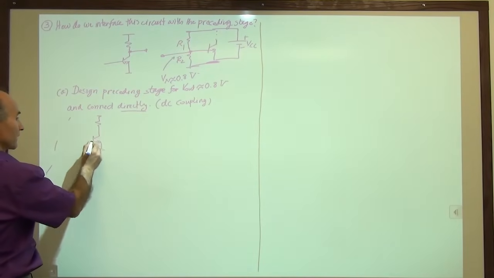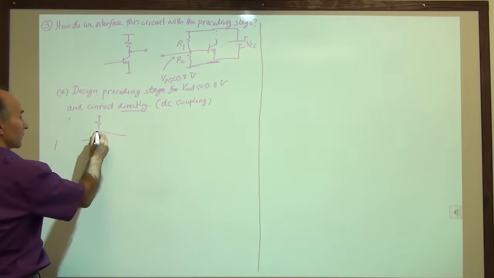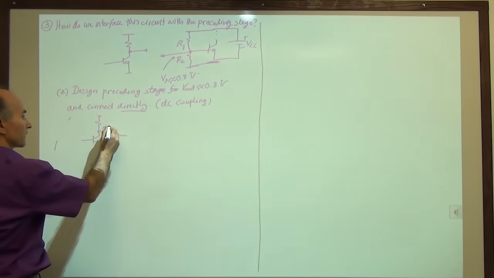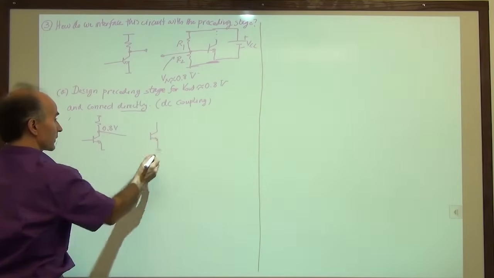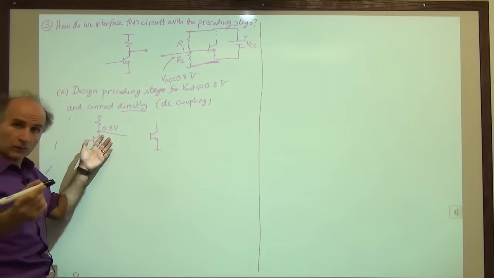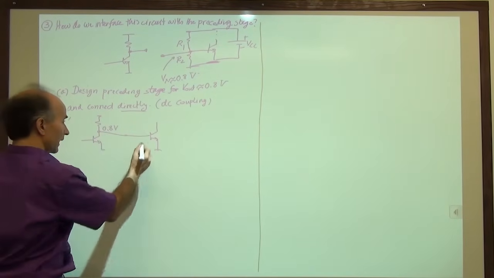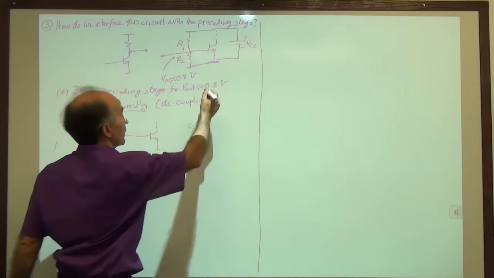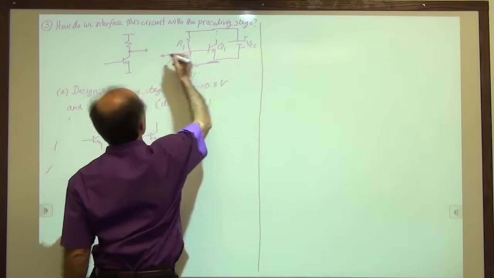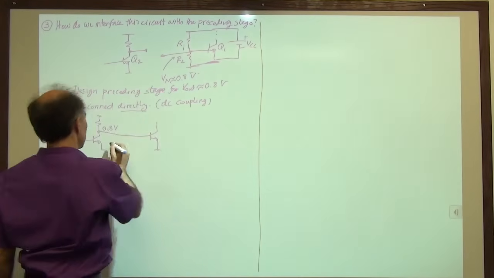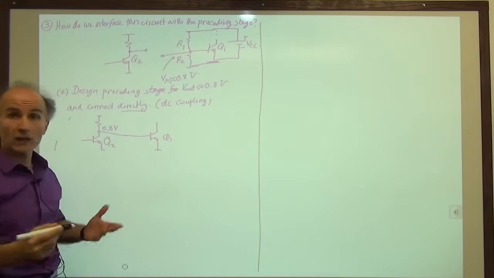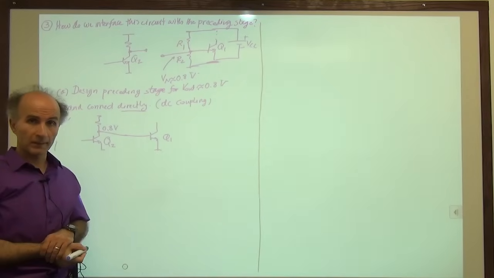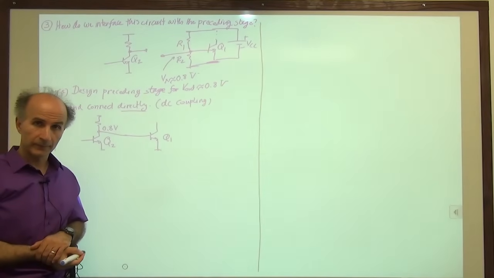We have the previous stage here. It was designed to have 0.8 volts. And then we have the next stage. And we say, oh, this gives us 0.8 volts. Good. So we just connect them directly, and everyone is happy. So let's call this Q1, Q2. So that's one possibility. Very simple and very nice.